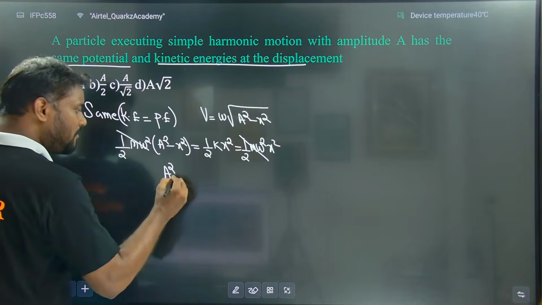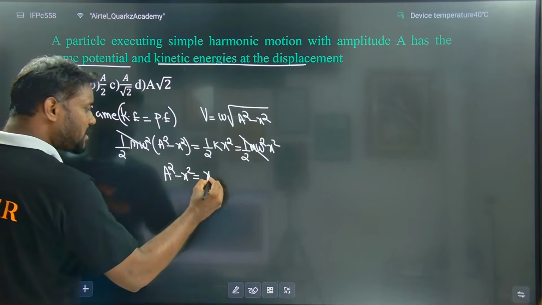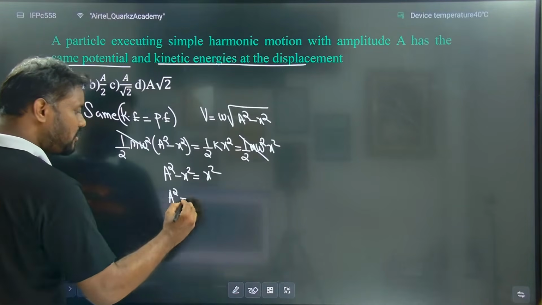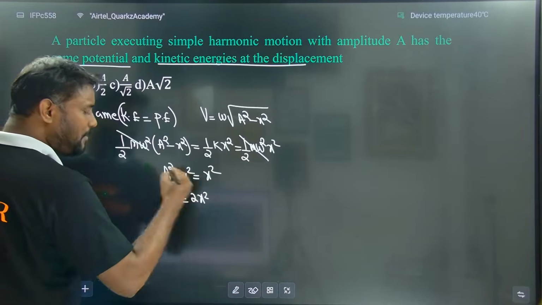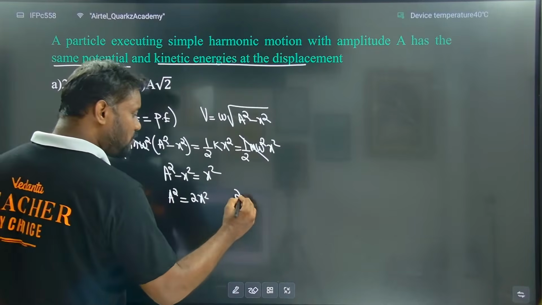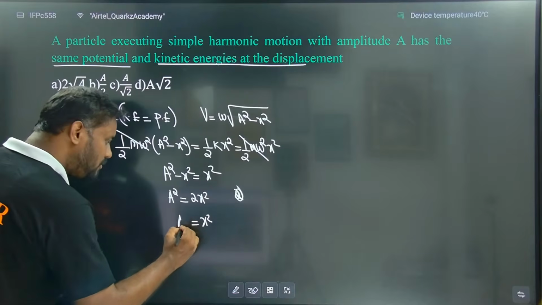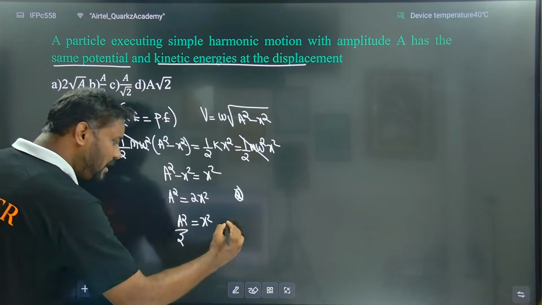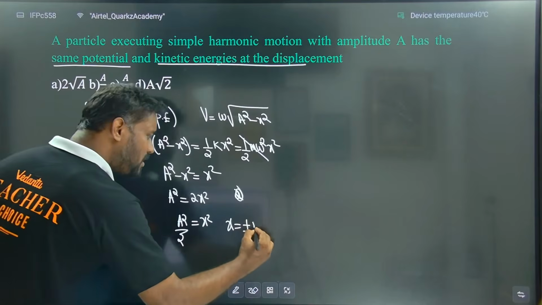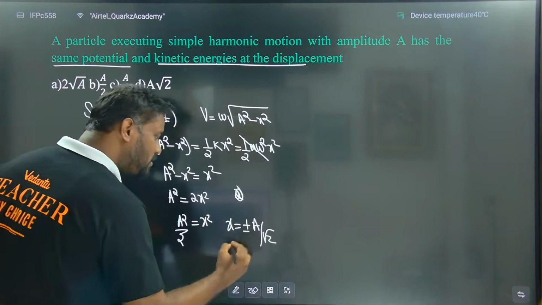So a square minus x square is equal to what? x square. Then a square is equal to 2x square. இப்போ x ஓட வேல்யூ தான் கால்குலேட் பண்ணோம். x square is equal to a square by 2. Then x ஓட வேல்யூ என்ன சொல்லலாம்? This is plus or minus a by root 2 is the answer.